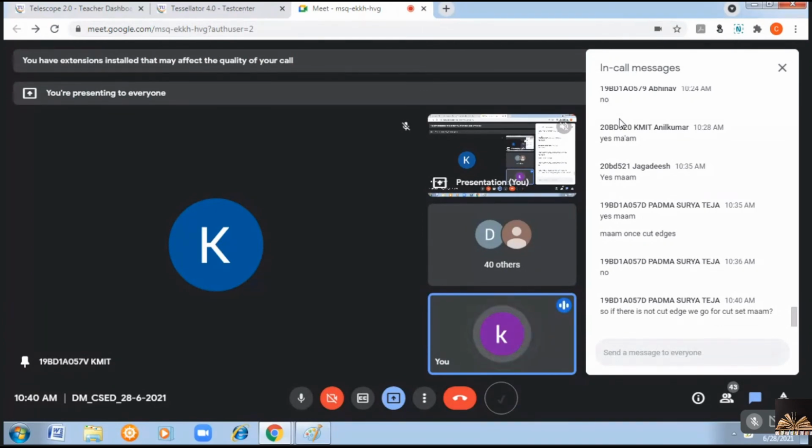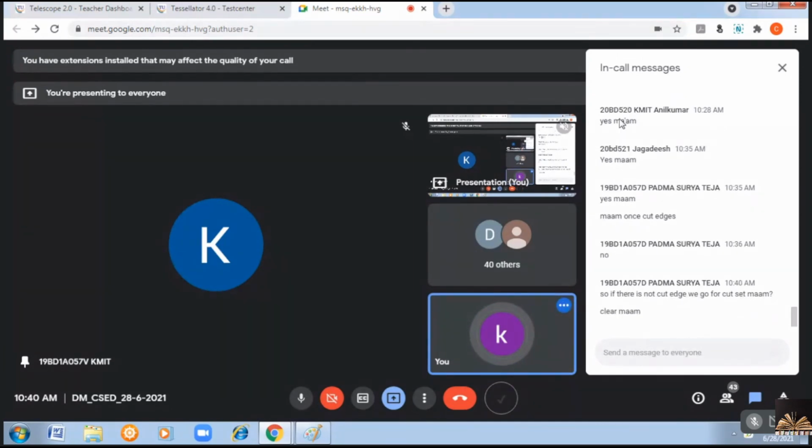If there is no cut edge, we have to go for a cut set. That means you first check deleting a single edge. If you are unable to get a disconnected graph, try to delete two edges. If not, try to delete three edges. That is, the minimum number of edges that you have to remove is your cut set.